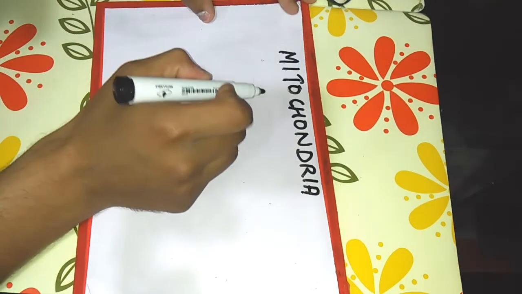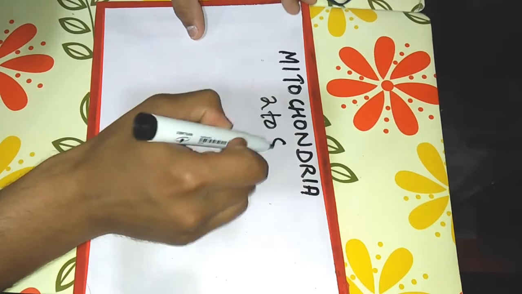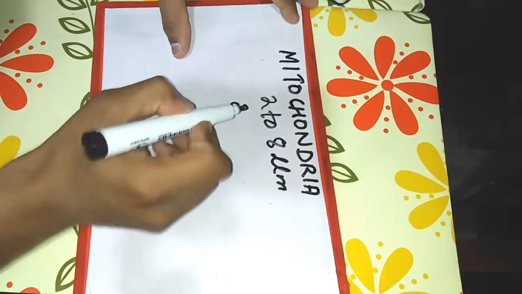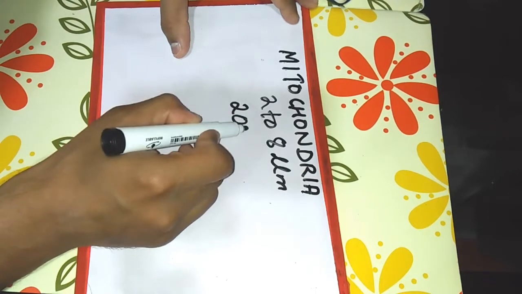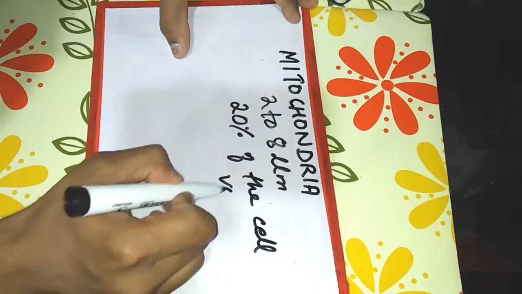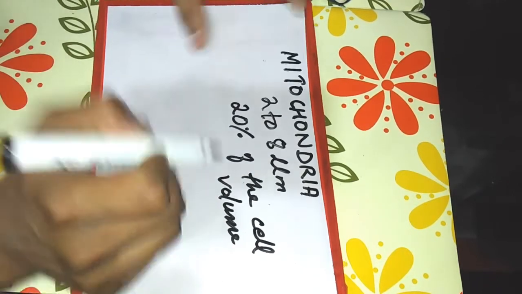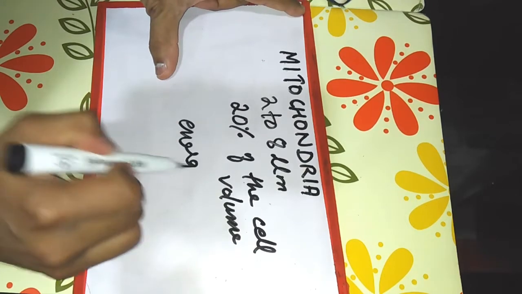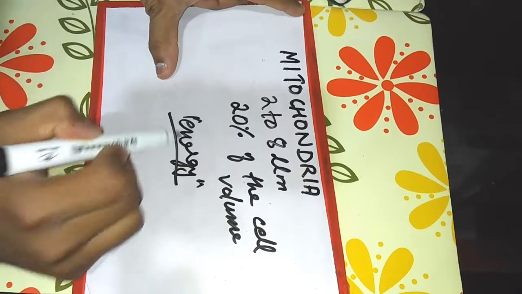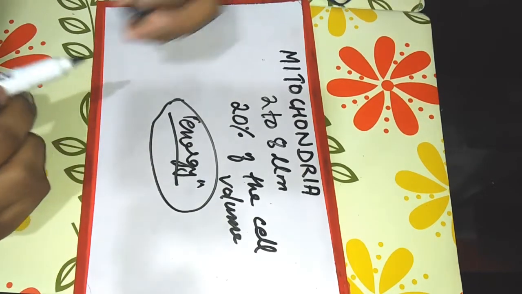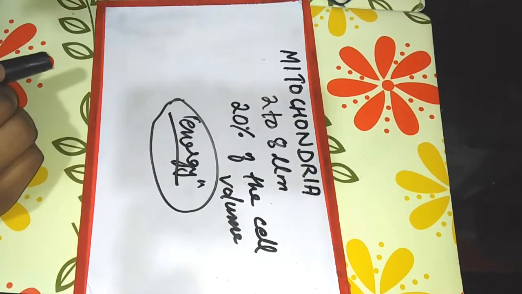The size of the mitochondria is 2 to 8 micrometer, and in most of the cells, mitochondria occupy 20% of the cell volume. Actually, it depends upon the cell's activity. As much as cells consume energy, the number of mitochondria will increase in that particular cell, which is using more and more energy.